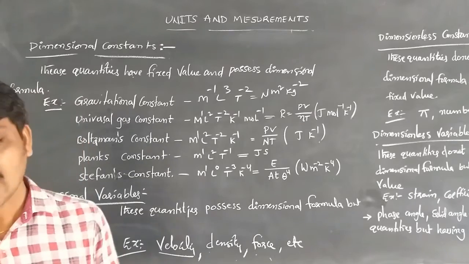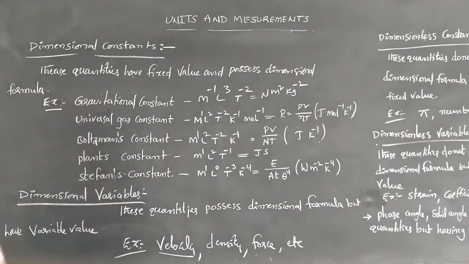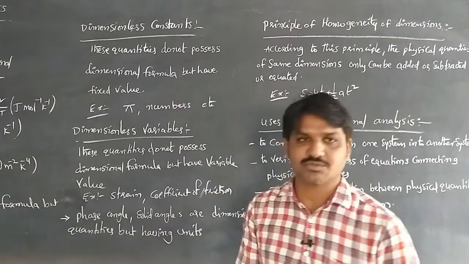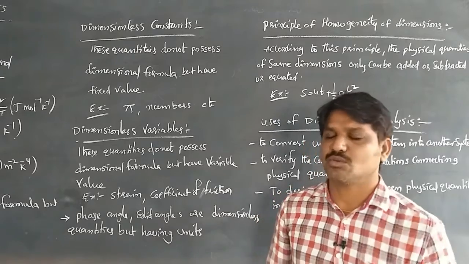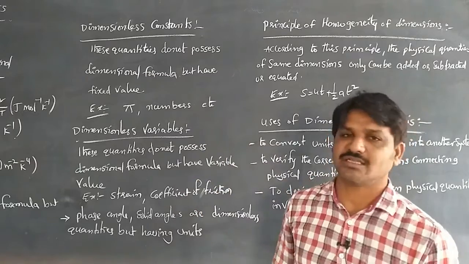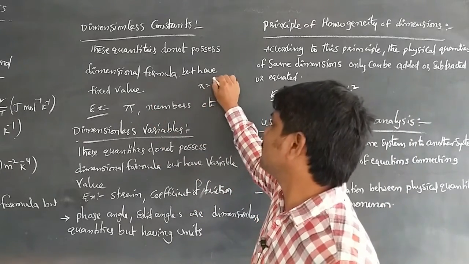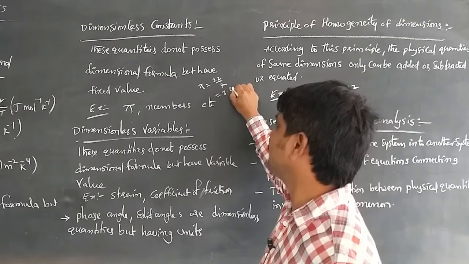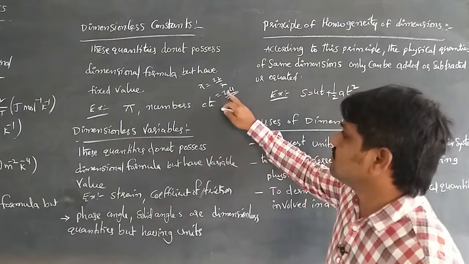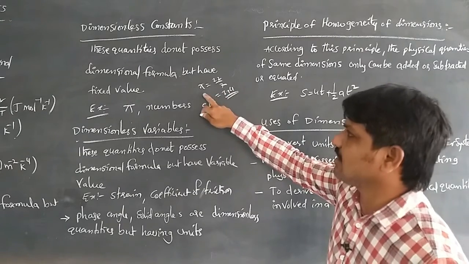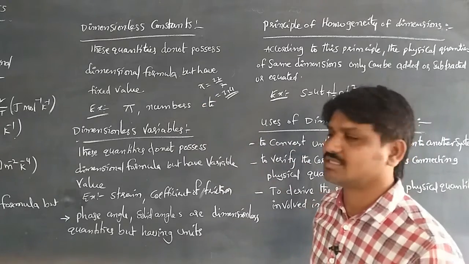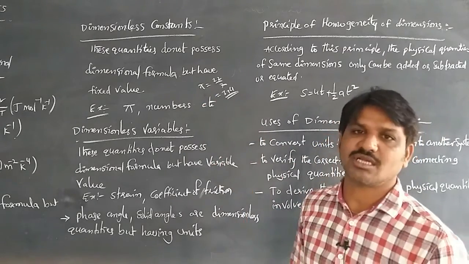Next one is dimensionless constants. What are dimensionless constants? These are physical quantities which do not have any dimensional formula, but have fixed values, like the value of pi. We know that pi is equal to 22/7, which when measured is 3.14. That is a fixed value, but pi does not have any dimensional formula. This type of constant is called a dimensionless constant.